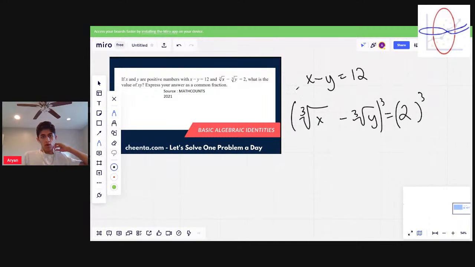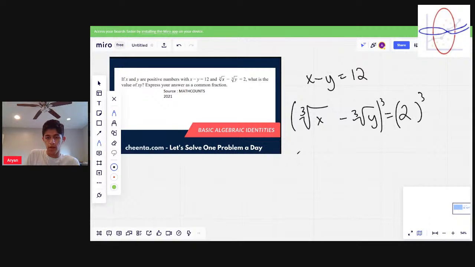Sorry, so we'll start again. x minus y is 12, cube root of x minus cube root of y is 2, and we want to find xy. So what we could do is cube both sides of the equation, right? And what that does is it will give us x minus y plus some additional terms.